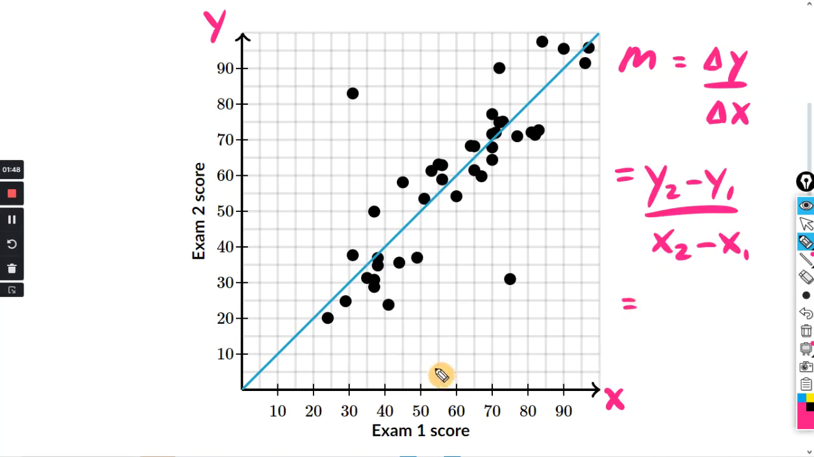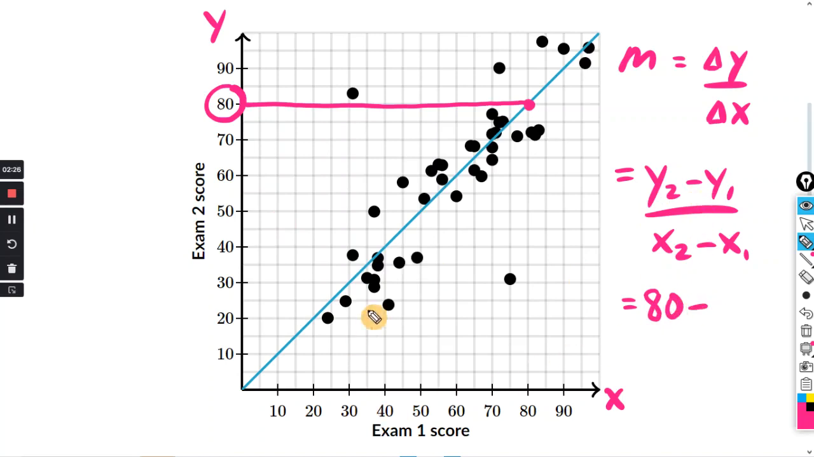You can also write it as y2 minus y1 over x2 minus x1. We're going to obtain the slope from the graph. Look at this blue line that they gave us, and choose points that are on the corner of the boxes, because if you choose a point on the corner of the box, it's going to be easier to read. I'm going to start with this point here. If I go to the y-axis, that's going to be 80.